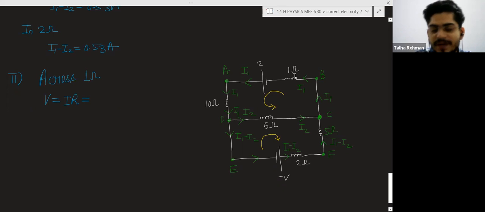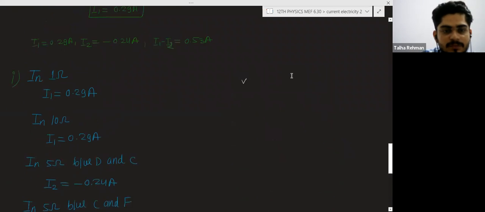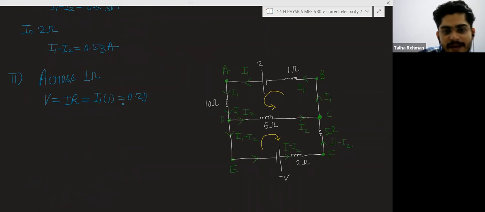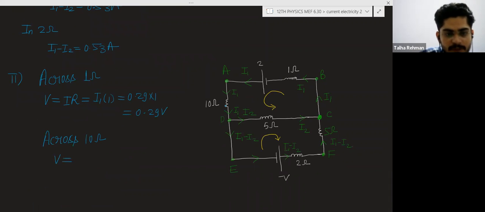I1 into R is the voltage. So I1 into 1 you will write here. What is I1? 0.29. When you multiply it with 1, this will become 0.29 volt. If you want to find the voltage across this 10 ohm, what will you do? This will be 10 into I1. What is the value of I1? 0.29. You will get 2.9.